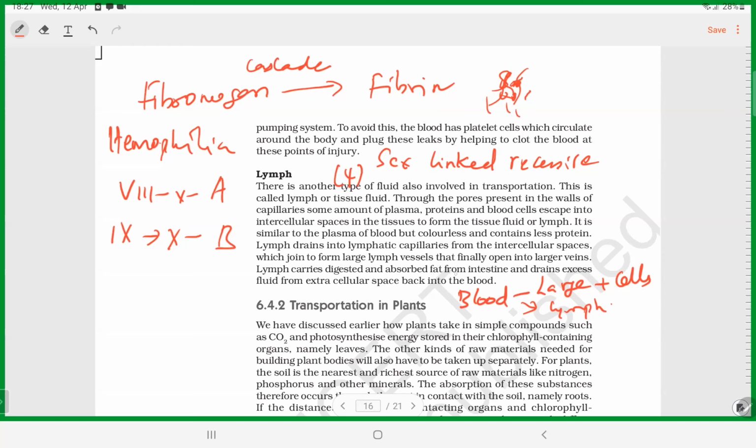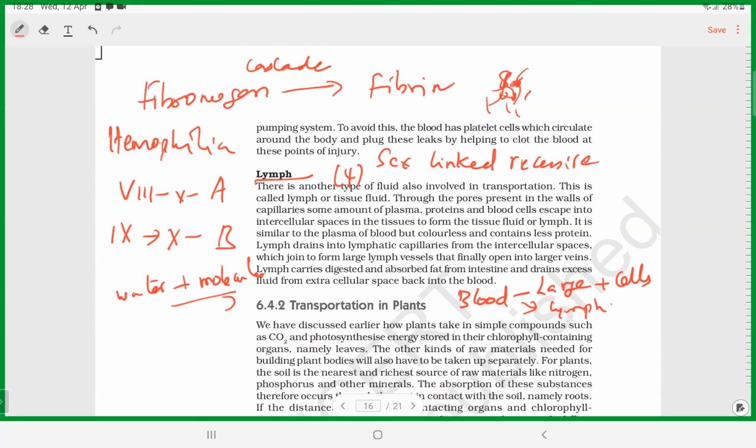This lymph, or lymphatic fluid, will have what? Only water and water-soluble molecules, little small molecules. That is called lymph, also called tissue fluid. Through that only, every nutrient of the body reaches the cell, every gas as well, and it also collects the waste. It reaches the capillary and is circulated.